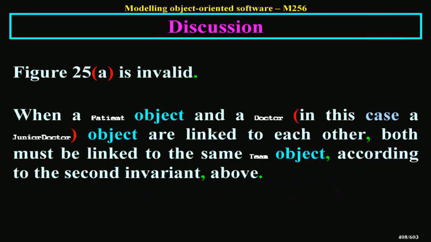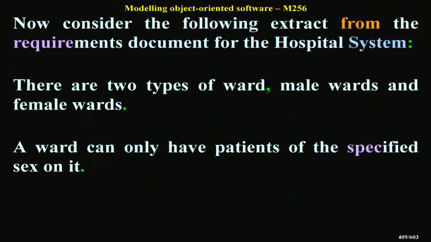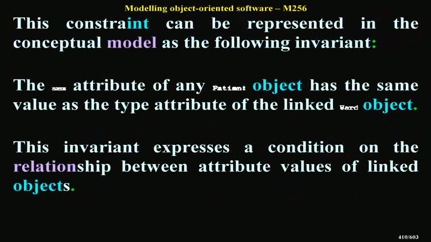Discussion. Figure 25a is invalid when an object and in this case the object are linked to each other. Both must be linked to the same object, according to the second invariant above. Now consider the following extract from a requirements document for the hospital system. There are two types of ward, male wards and female wards. A ward can only have patients of the specified sex on it. This constraint can be represented in the conceptual model as the following invariant.